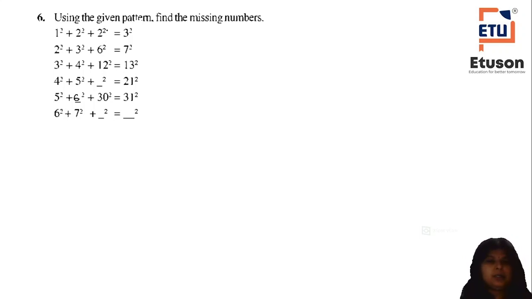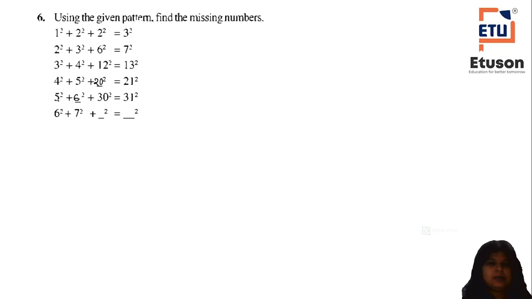Now your third term is nothing but the product of the first two terms. You can just check it. 1 into 2 is equal to 2. 2 into 3 is equal to 6. 3 into 4 is equal to 12. 4 into 5 is equal to 20. Correct or not? So here your answer will be 20.